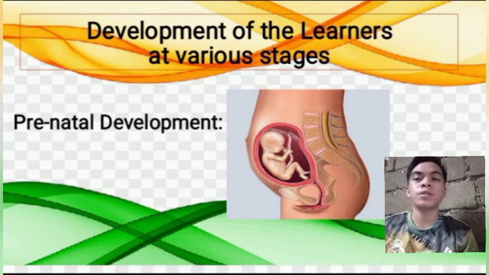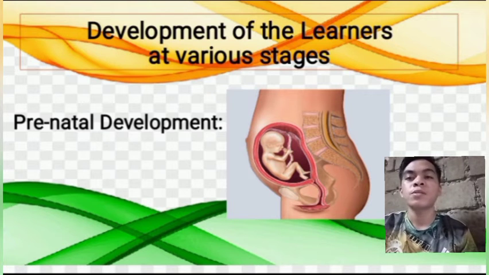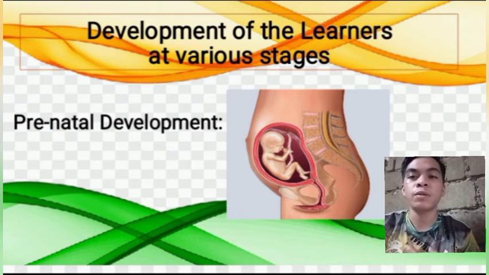Development of learners at various stages. Prenatal development. So as we see in the picture, there is a mother who is fertile and has a child in her womb. The process goes slowly until the child is formed.